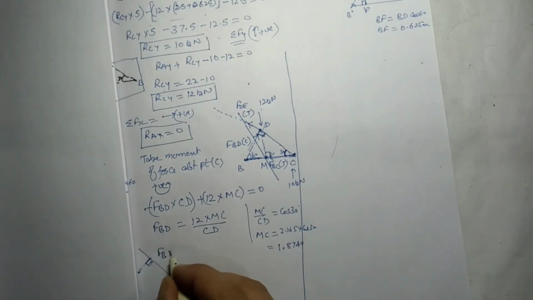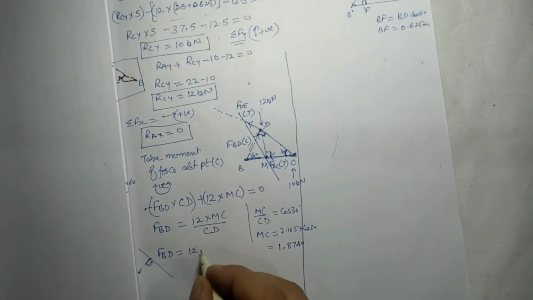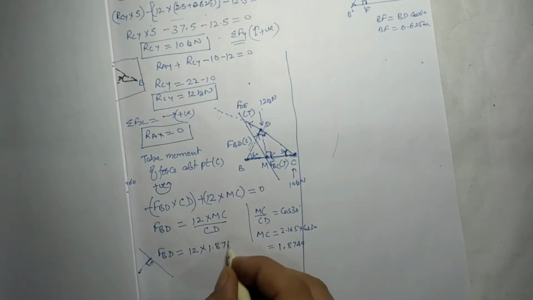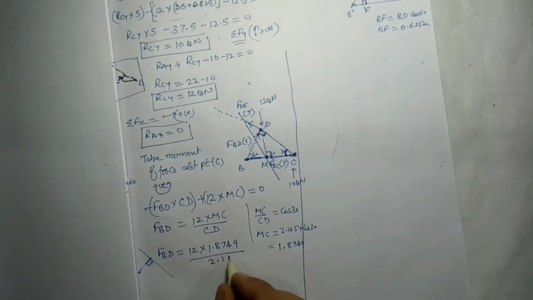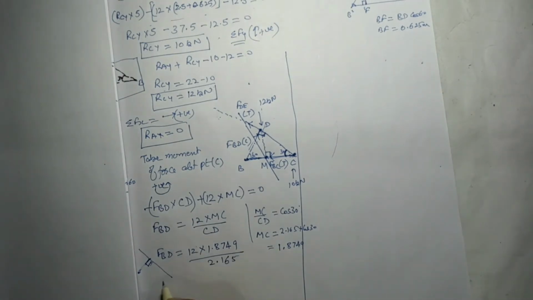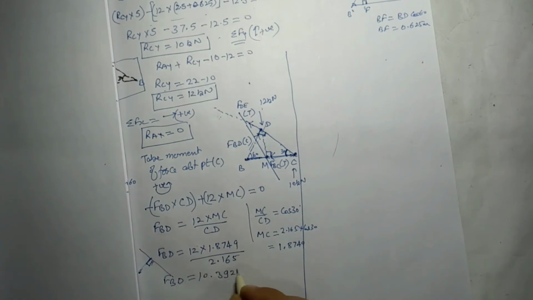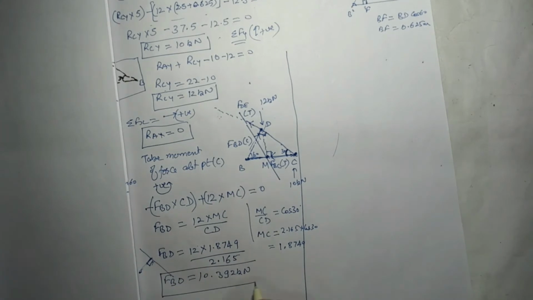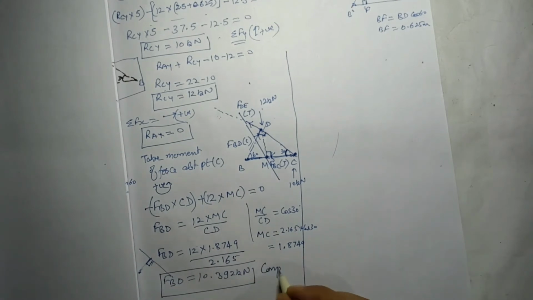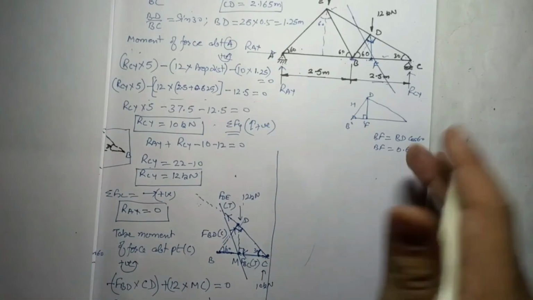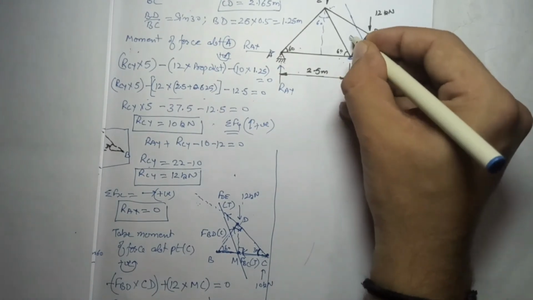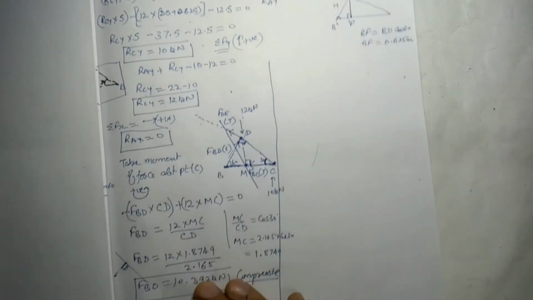So I will put the value here. FBD I am getting is equal to 12 into 1.8749 divided by CD, and the CD value we have calculated over there is 2.165. So when we sort it out, we are getting FBD equal to 10.392 kilonewton, and it is coming positive. So the direction which we have assumed, that is compressive, is correct for BD. So I can say here this FBD is compressive. Now I will go for the next.